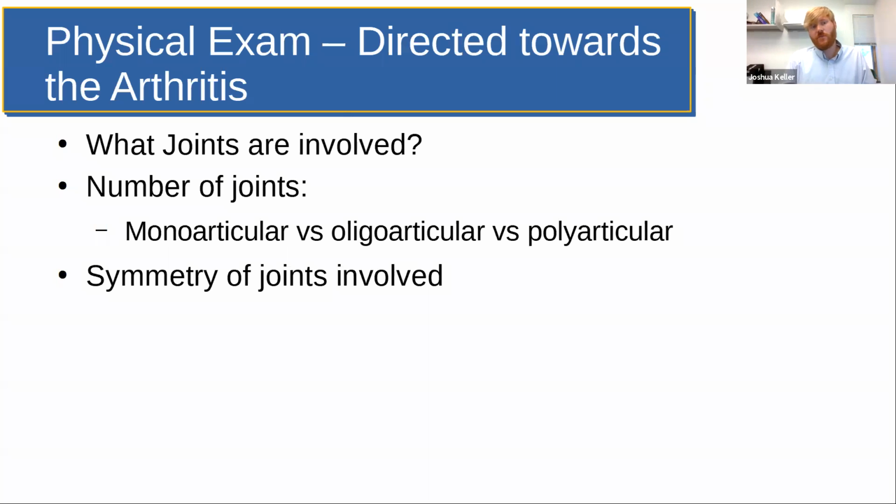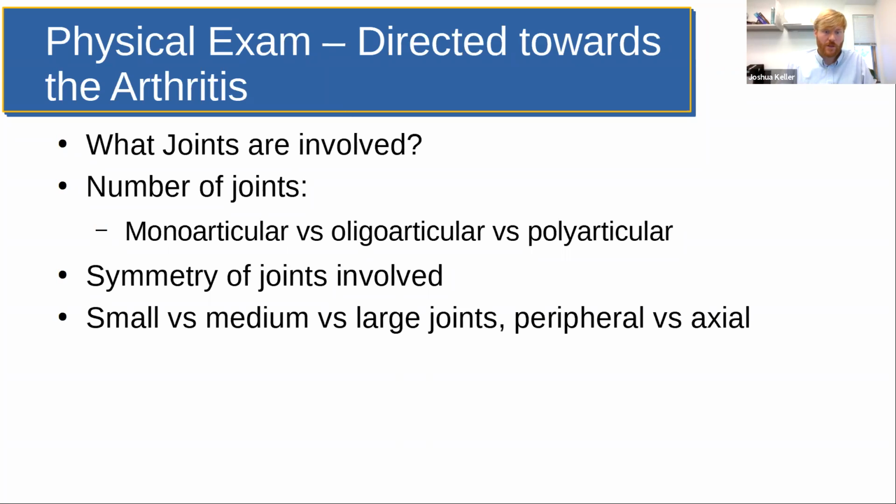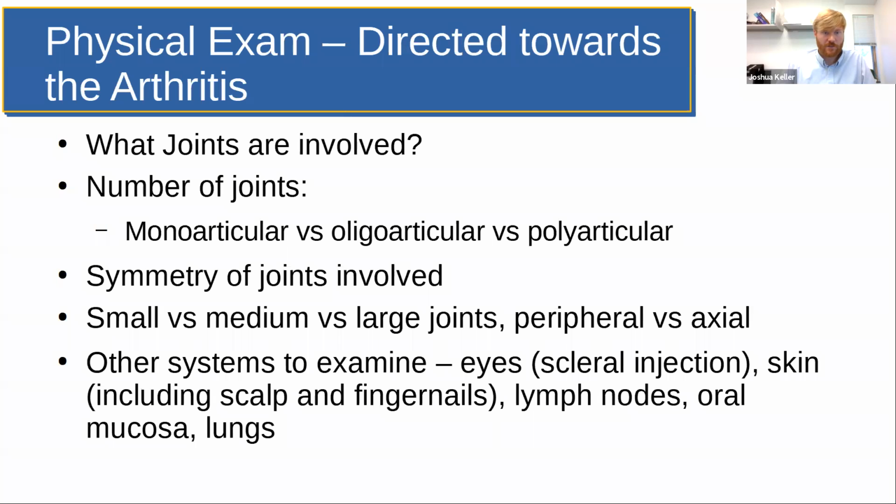When you're pretty sure it's inflammatory arthritis, you then want to say what joints are involved, because that can help us in the future figure out what type of inflammatory arthritis it might be, and how many joints are involved. One, two, three joints is a lot different than polyarticular, seven, ten, twelve joints in terms of what might be going on. Symmetry is also very helpful in figuring out the underlying cause. Small, medium, large joints, peripheral versus axial.